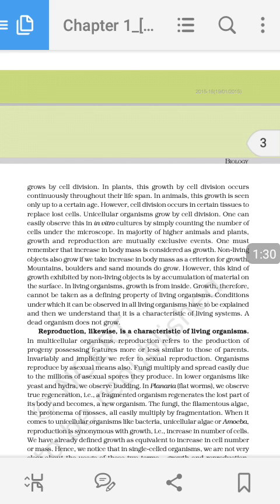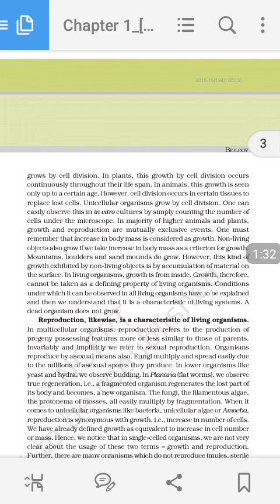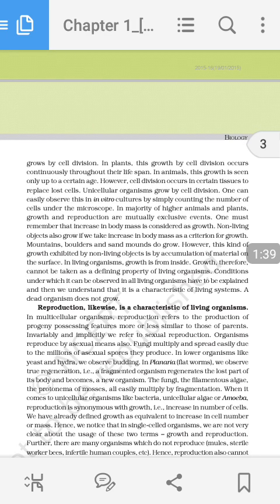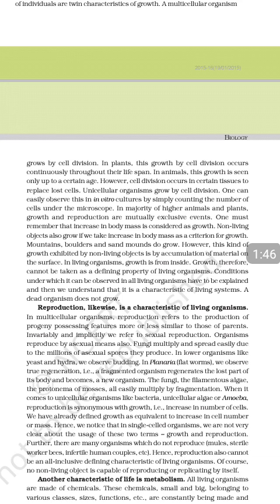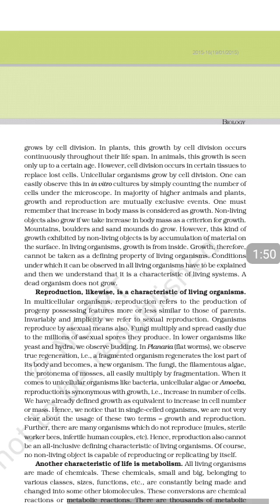One can easily observe this in in vitro cultures by simply counting the number of cells under the microscope, and majority of higher animals and plants. Growth and reproduction are mutually exclusive events. One must remember that increase in body mass is considered as growth.